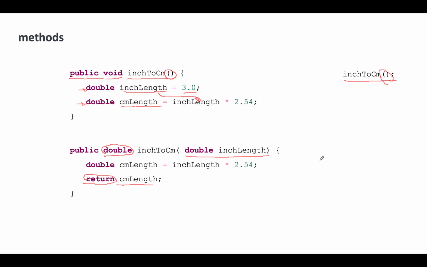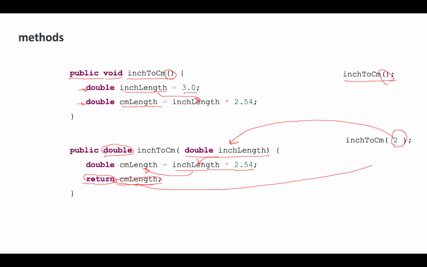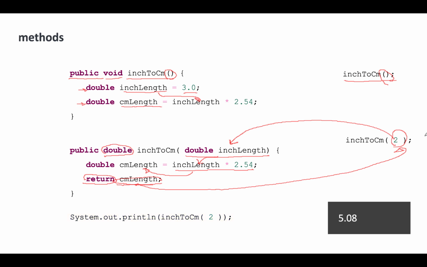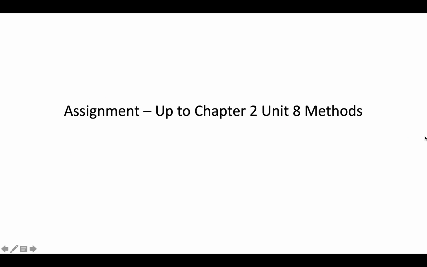And in order to call this method, you do this. So you call the name of the method, pass in the parameter value of 2, right? Then this 2 is assigned to this variable, inch length, which then in this method is multiplied by 2.54. And now this converted value is assigned to centimeter length. Centimeter length is returned, right? So this value that we have, that is all processed, will be stored here. Okay, so let's see what will happen if we actually print it. So System.out.println, inchToCentimeters, pass in 2, and the output will be 5.08.